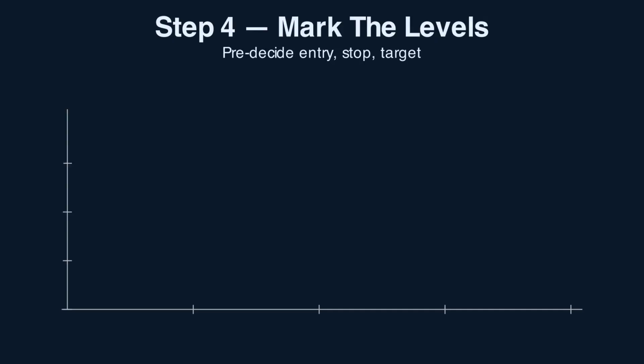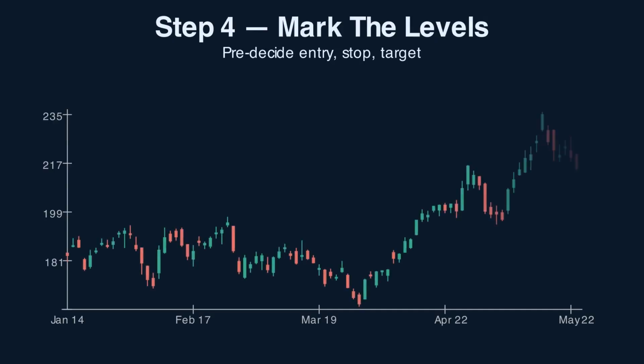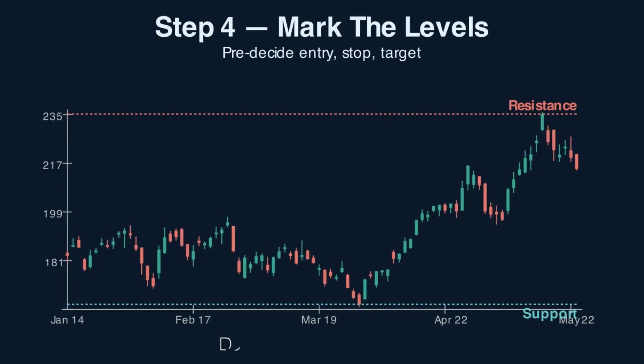Step 4, and this is the one that separates amateurs from pros. On every watch list chart, mark 3 prices before the open: where you'll enter, where you'll stop out, and where you'll take profit. Write them down. Once the market opens, your job is to execute the plan you made cold, not to make new decisions warm. Most bad trades happen because the trader is deciding in real time what they should have decided in advance.